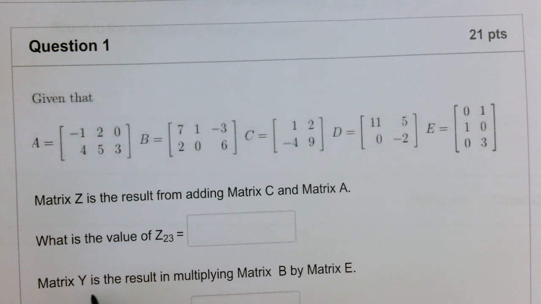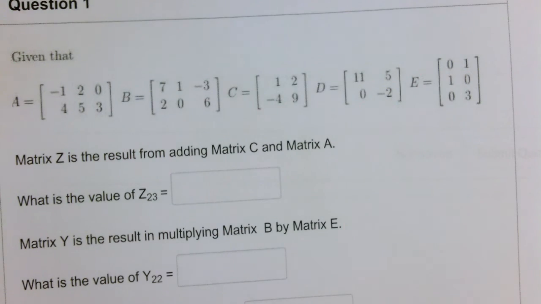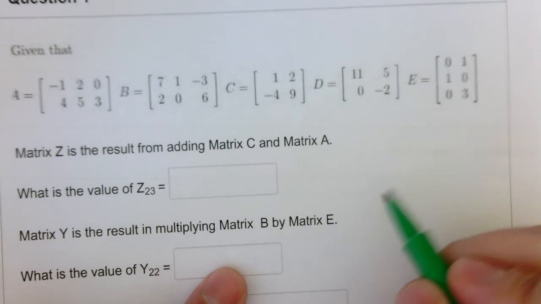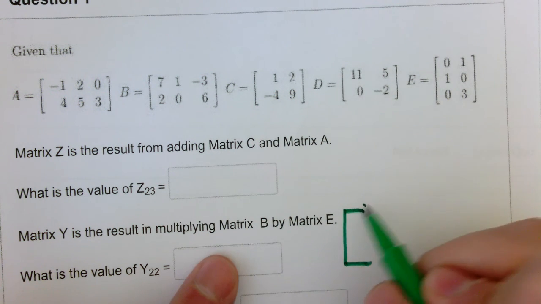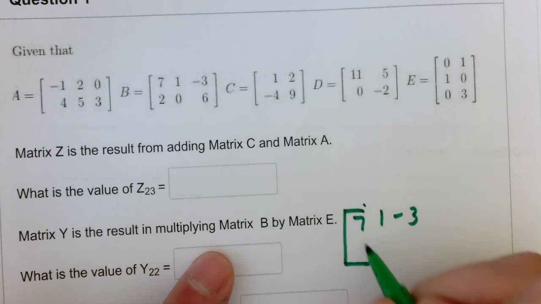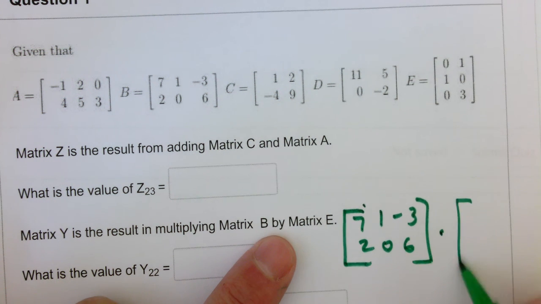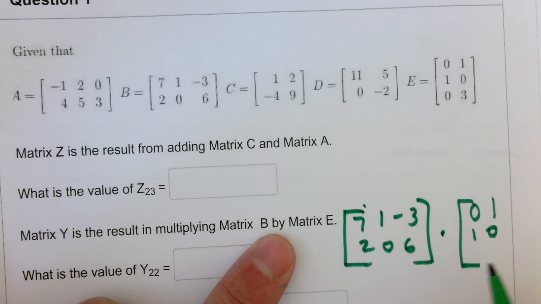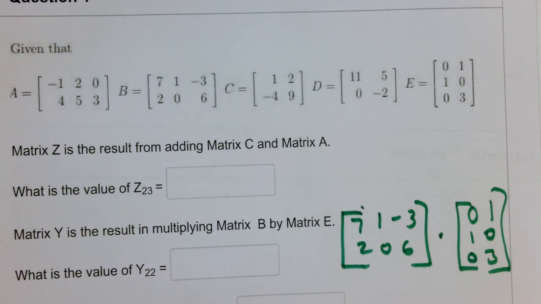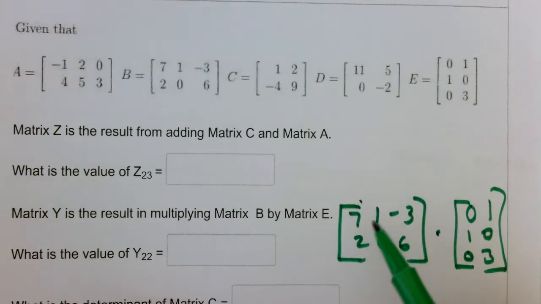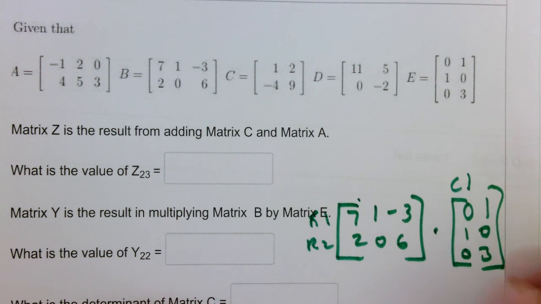Now, the matrix Y is multiplying matrix B by E. So we could go ahead and do that. B is 7, 1, -3, 2, 0, 6, multiplied by E, 0, 1. This is going to be easy because there's a lot of zeros, and we know if we multiply by 0, we get a 0. We multiply rows by columns, if you remember. So this is row 1, row 2, and then we multiply these columns.